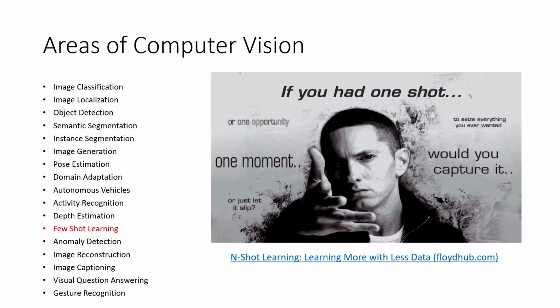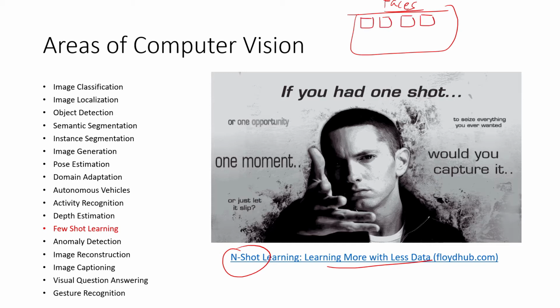Few shot learning. There is this thing called n-shot learning. N-shot learning means learning more with less data. Let's say you have a face recognition dataset of 4 people having 100 images each. So this is a 4-person dataset having 400 images, and you are trying to predict which person it is, right? And only 4 people are there.